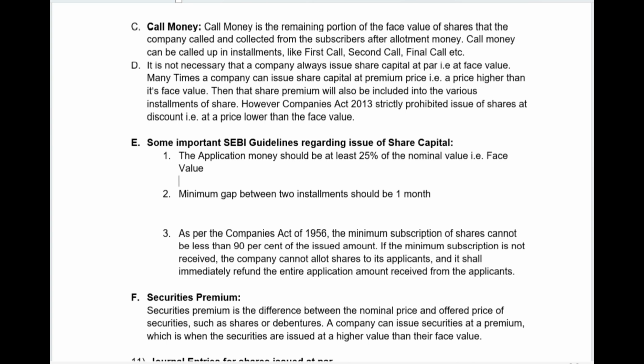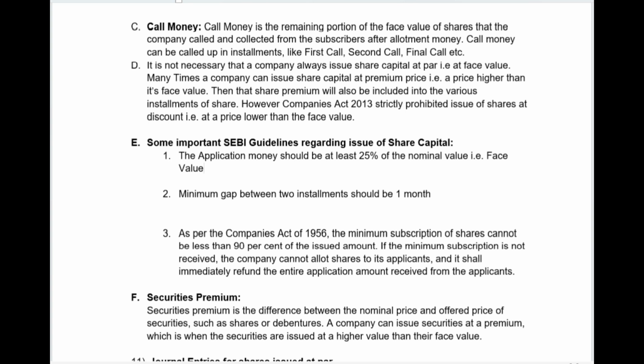Number 1, the application money should be at least 25% of the nominal value. That means whenever a company collects application money, the company cannot determine the application money at its own will. According to the SEBI guidelines, the minimum application money should be at least 25% of the nominal value, that is the face value of shares. So if the face value of shares of a company is rupees 10 per share, then the application money should be at least 25% of 10, that is rupees 2.5.